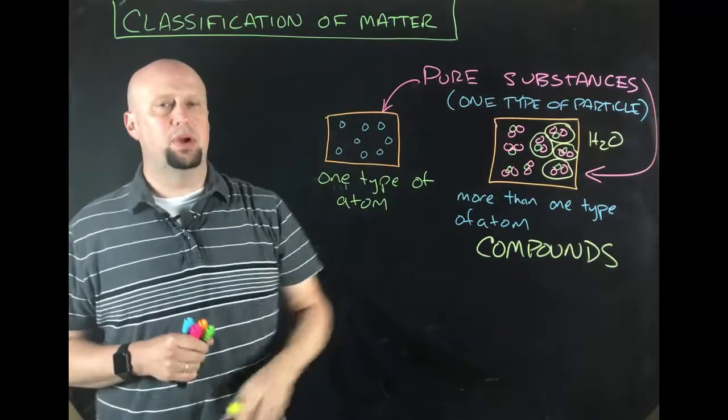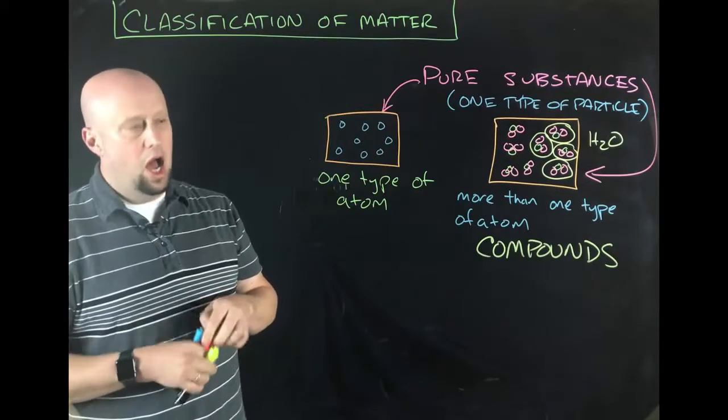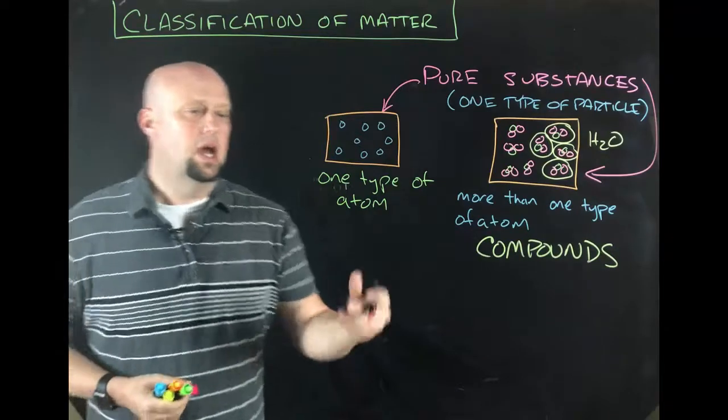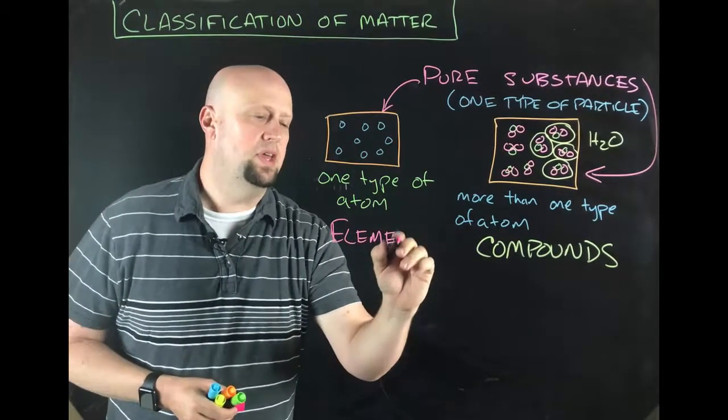And then of course we can have pure substances where there's only one type of atom within that pure substance, and that would mean that that is an element. If there's only one type of atom within that, that is an element.